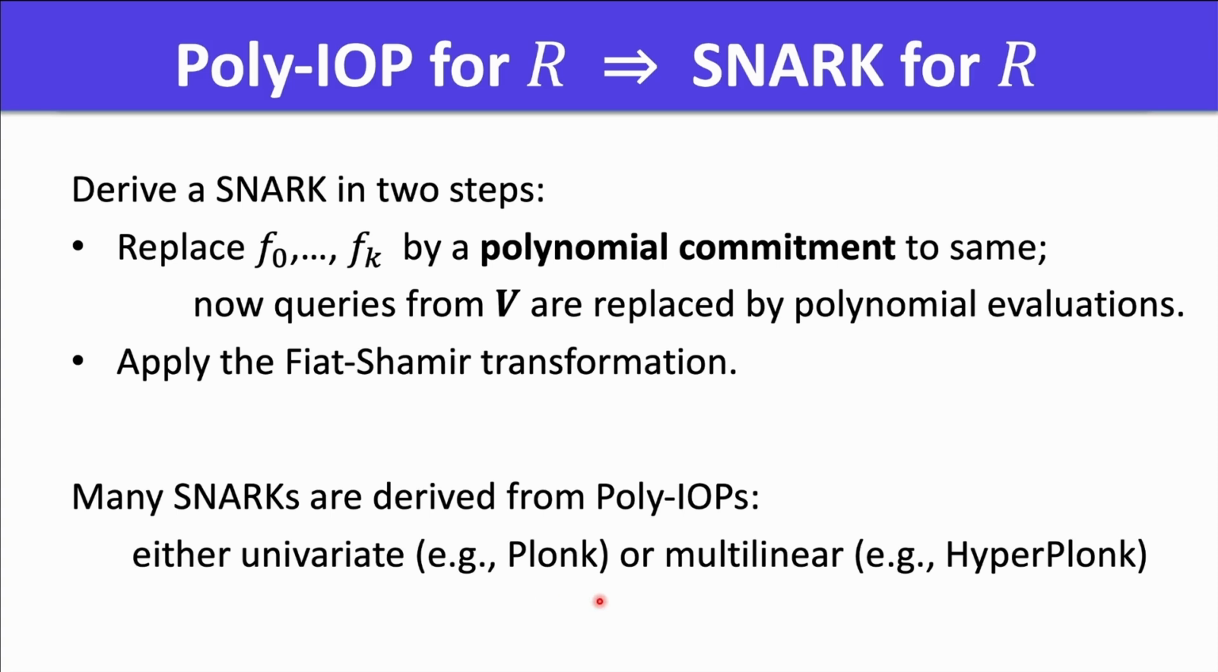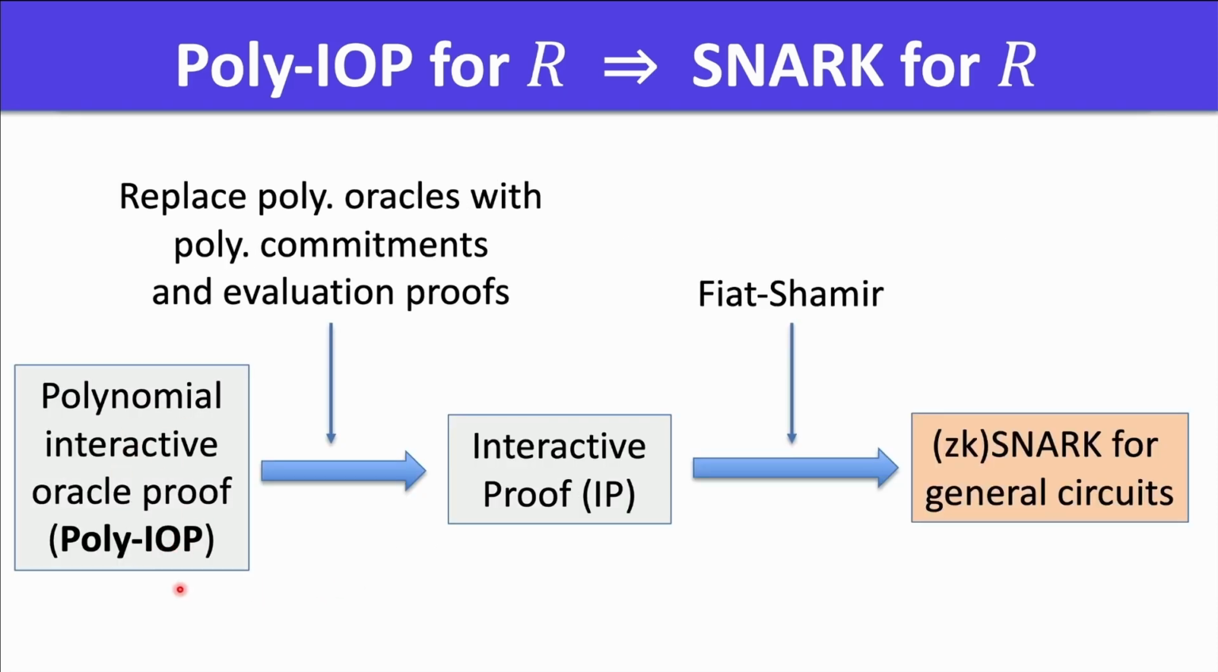So slowly the world is shifting towards multilinear Poly-IOPs. But nevertheless, in this lecture we're going to focus on Poly-IOPs that use univariate polynomials. So really in a picture, the transformation looks like this.